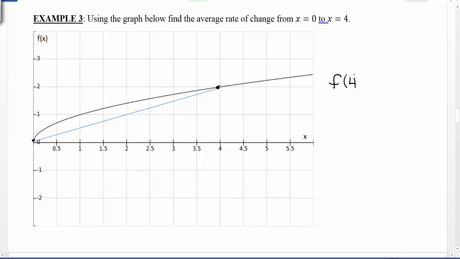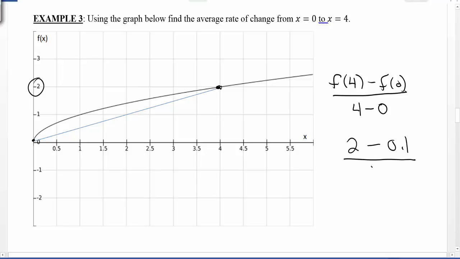We're going to do f of 4 minus f of 0 divided by 4 minus 0. And we're going to get those values from our graph. So f of 4, if you go up to where x equals 4 hits the graph, we come over and we find a corresponding y value of approximately 2. Then if we go to f of 0, we can see it doesn't touch exactly at the origin, so it's a little bit above 0. So for my approximation, I'm going to call that 0.1.